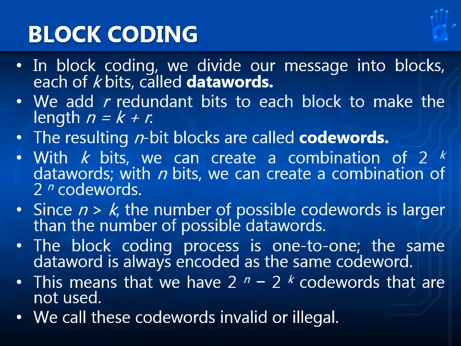With k bits, we can create a combination of 2 raised to k data words. With n bits, we can create a combination of 2 raised to n code words. Since n is always greater than k, the number of possible code words is larger than the number of possible data words. The block coding process is 1-to-1. The same data word is always encoded as the same code word. This means that we have 2 raised to n minus 2 raised to k code words that are not used. We call these code words invalid or illegal.